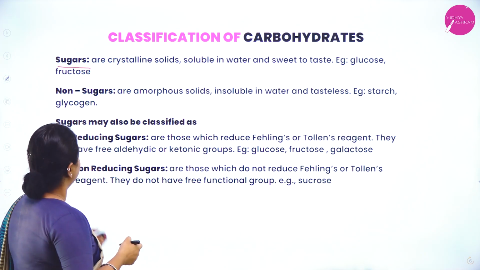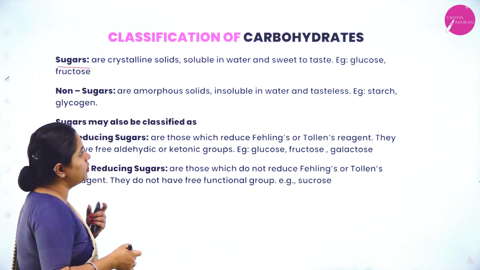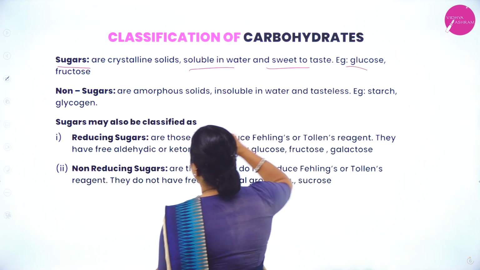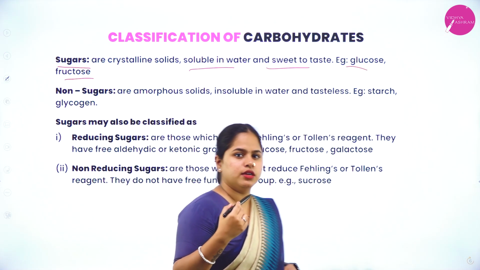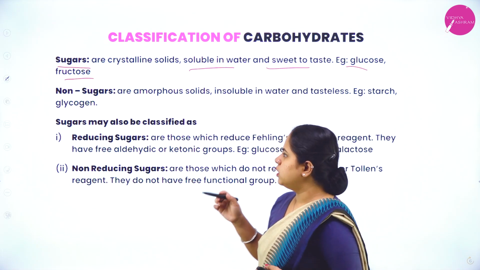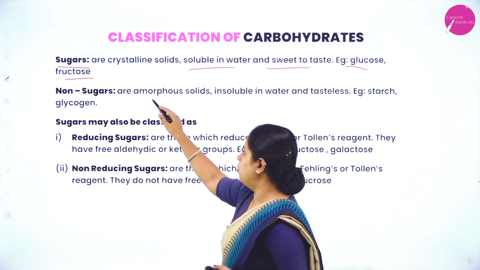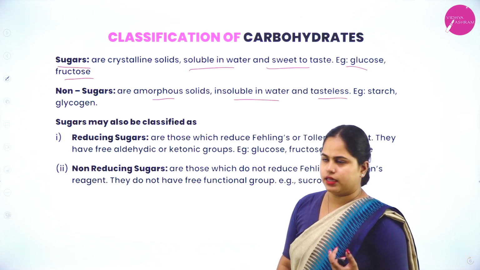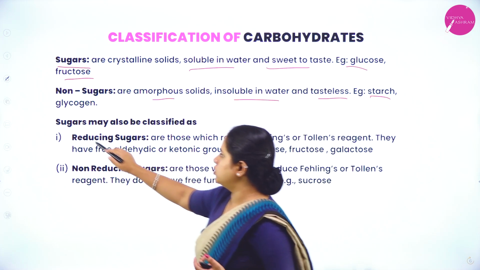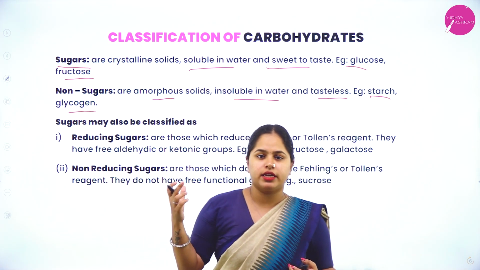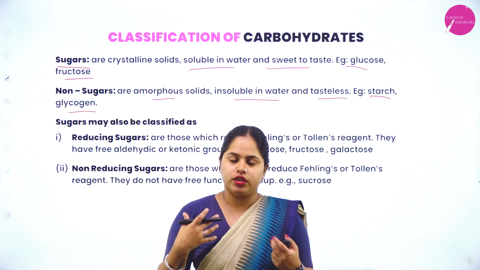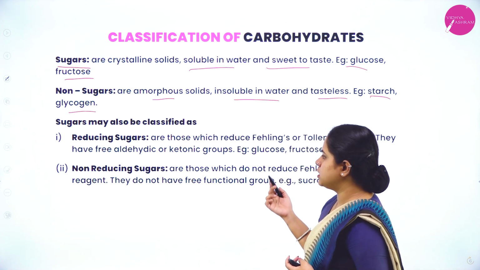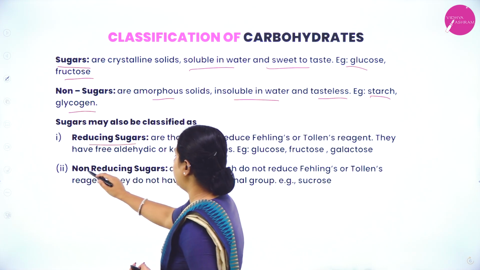Let's see. Sugars are crystalline solids, soluble in water and sweet to taste. So they will be soluble in water, sweet to taste. Examples, glucose, fructose, etc. All these are sweet in taste, hence they are called sugars. Now non-sugars are amorphous, insoluble in water and tasteless. They do not have a sweet taste. Right. Examples, starch, glycogen. See, starch and glycogen, the examples itself, they are polysaccharides. So they don't have a sweet taste. They are non-sugars. Right. Now sugars may be further classified as reducing sugar and non-reducing sugar.